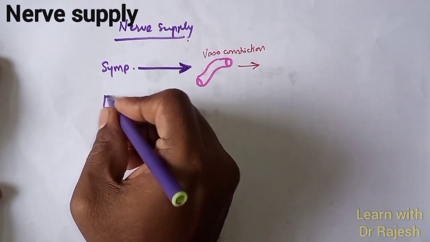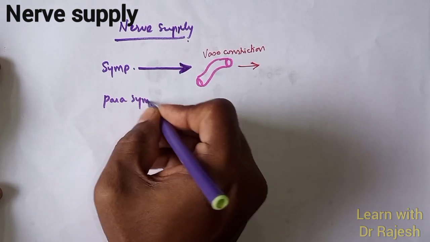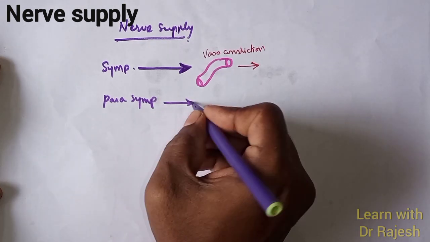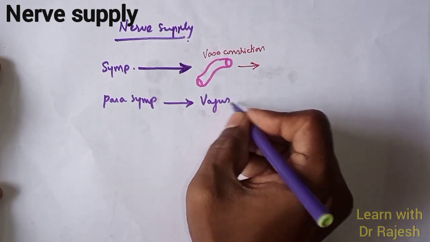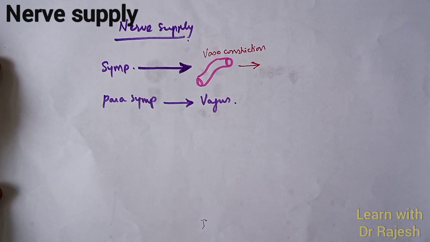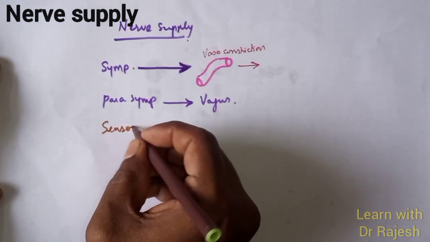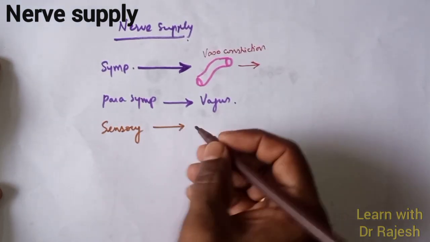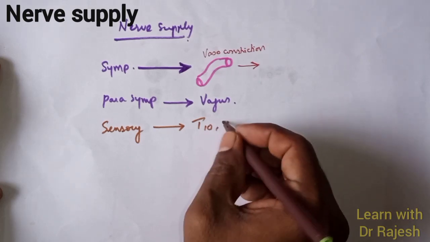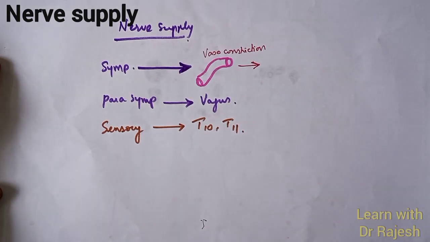The parasympathetic to the kidney is through the branches coming from the vagus. At last, the sensory supply: the sensory fibers are carried to T10 and T11 spinal segments. So the pain is referred to the region which is supplied by T10 and T11 spinal nerves. That is about the nerve supply.